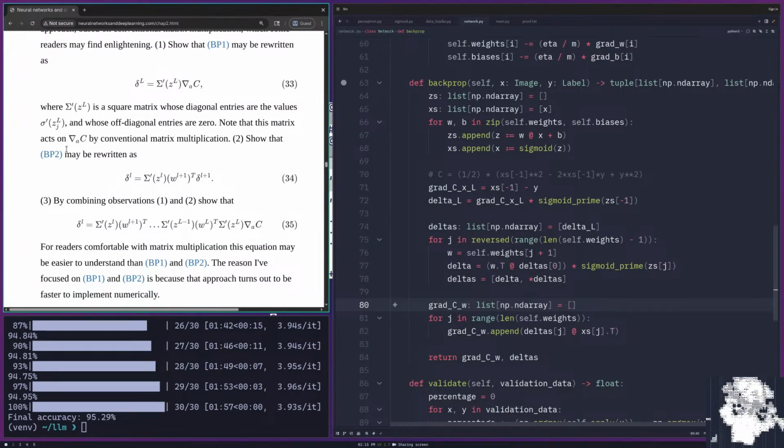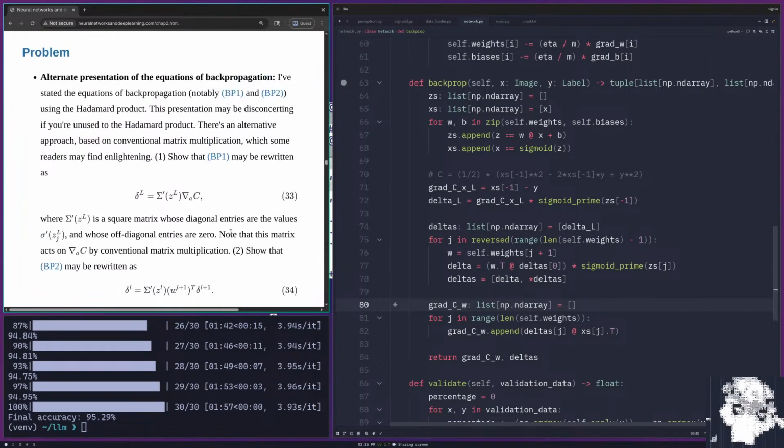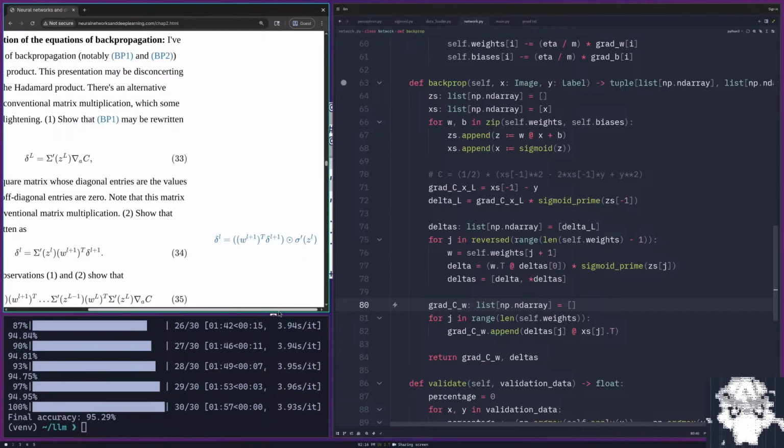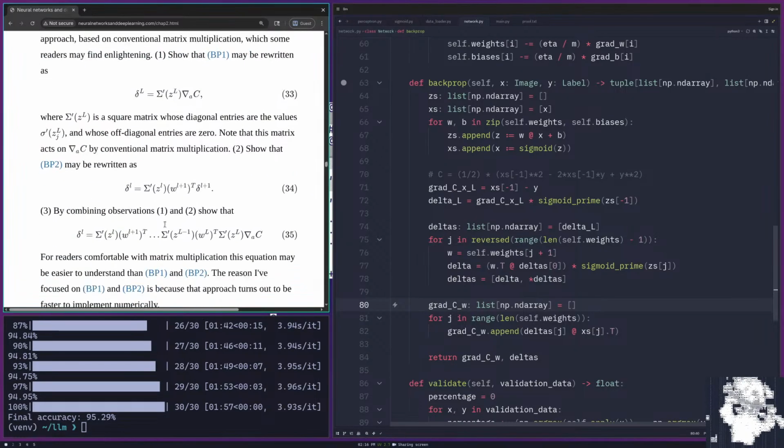Number 2, show that BP2 may be rewritten as delta of this. So BP2 looks like this. Instead of the Hadamard product, we did the same thing. It's the exact same, for the same reason, this is the same as that. You just replaced a vector with a Hadamard product with a matrix that has zeros everywhere except where the Hadamard product would have given you a number.